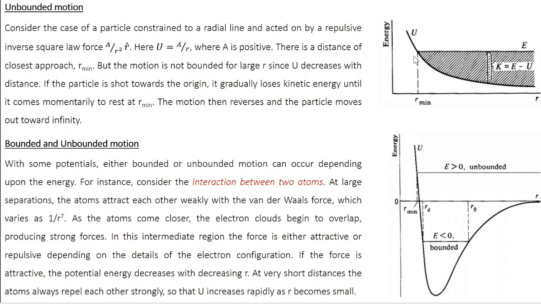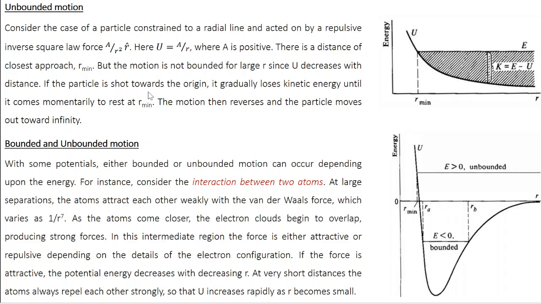In other words, for small r, your motion is bounded. You cannot go beyond this point. On the other hand, you can take this magnet to any distance away from this axis. It doesn't matter. So for large r, the motion is unbounded.